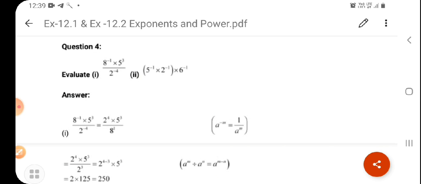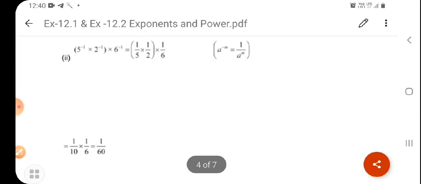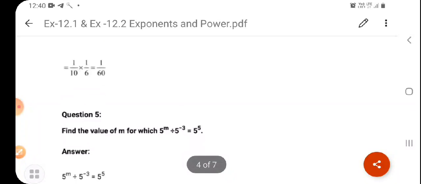We change the 8 to the power minus 1 into 2 to the power 4, and 8 to the power 1 minus 1 will be taken as the denominator and 2 to the power minus 4 will be taken in the numerator. The powers will become positive. The powers have to be made positive first by reciprocating the given number, like in the second part where 5 to the power minus 1 is changed into 1 upon 5 and 2 to the power minus 1 is changed into 1 upon 2. So here the power will become plus 1, and then we will solve this question by multiplying and dividing.